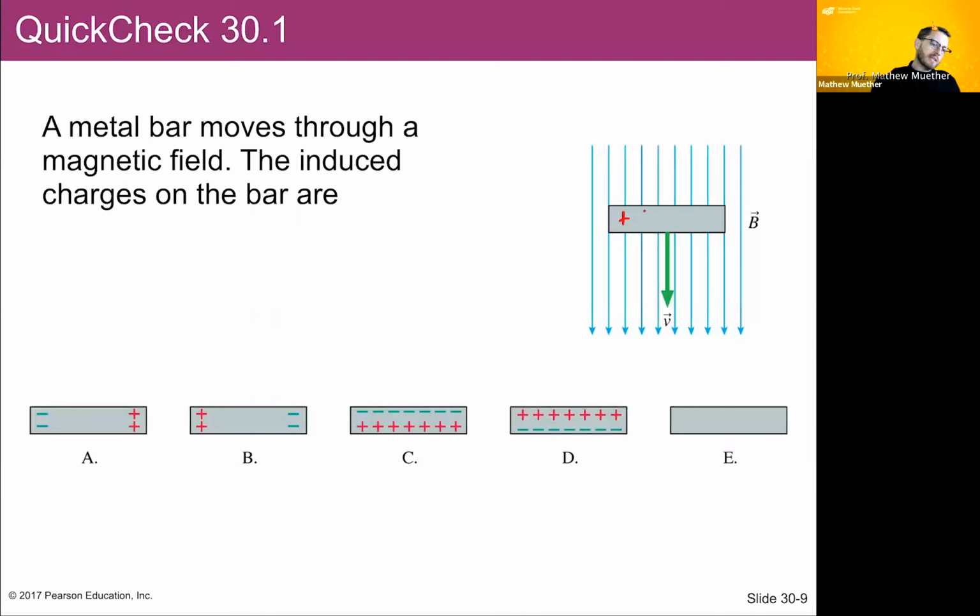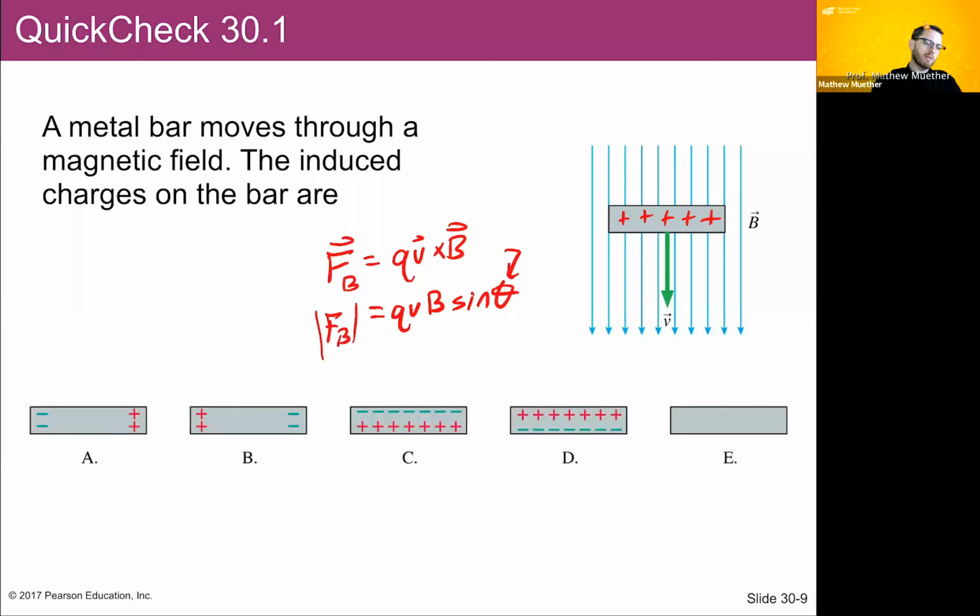Well, let's think about the positive charges that are in this conductor. The force that acts on them from this magnetic field is QV cross B. Let's use my right-hand rule. Well, this is QVB sine theta, right? The magnitude of that force. What is theta in this case? Remember, theta is the angle between QV and B. In this case, the angle theta is equal to 0. So that means FB in this example is 0.